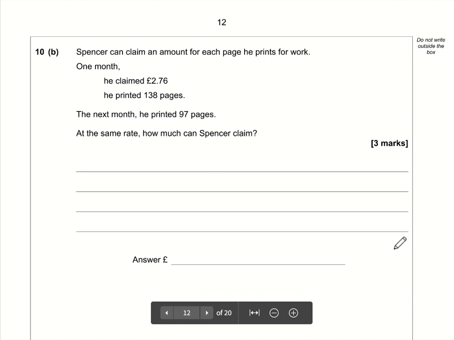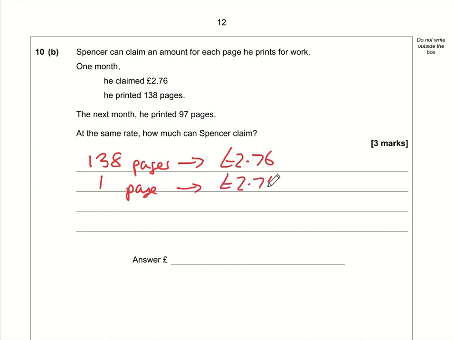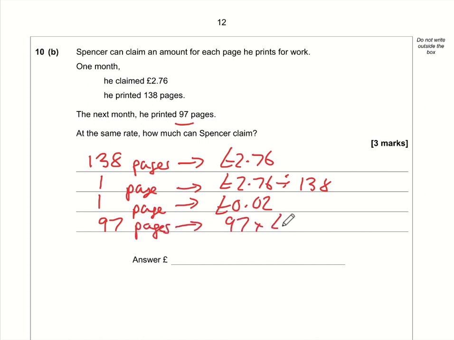On to part B. So what we need to do is work out the rates per page. We know that 138 pages is £2.76, so therefore one page is going to be £2.76 divided by 138, so one page is 0.02. So if he's claiming 97 pages, that's going to be 97 times 0.02, and that comes to £1.94. So that's how much he can claim for 97 pages. So £1, oh, the pound sign's already there, £1.94.